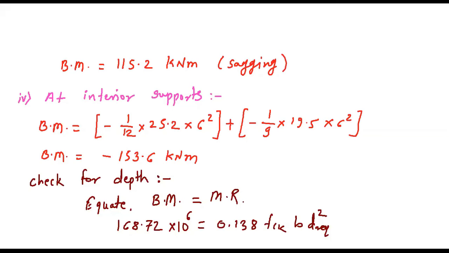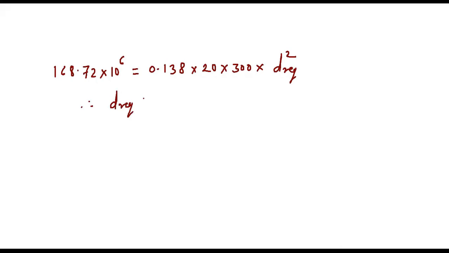So now, if you put the value of b, what is the answer? 168.72 into 10 to the power 6 is equal to 0.138 into fck 20 into b 300 into d required square. Therefore, the value of d required is 451 mm, okay, 451.4. So 451 mm is the d required.